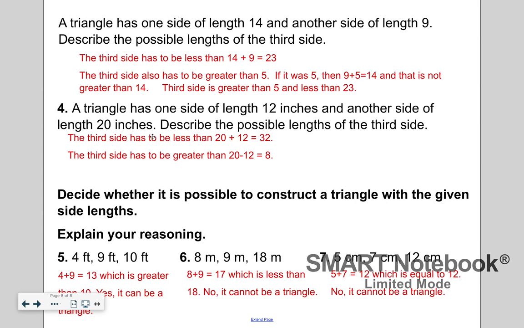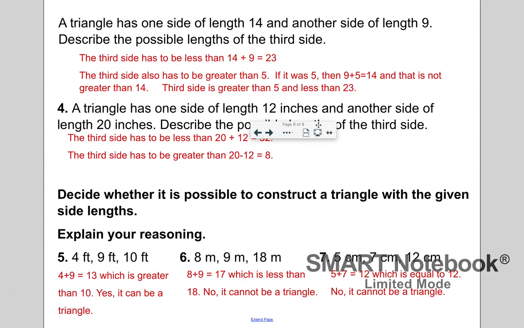In the second one, same idea. The third side has to be less than 32. The sum of two sides must be greater than the third, so I added the two sides together. This third side has to be greater than 8. Again, 12 plus 8 would give me 20. That would give me enough that they kind of laid across, but if I was any number greater than 8, now I have enough room to kind of move the triangle up.